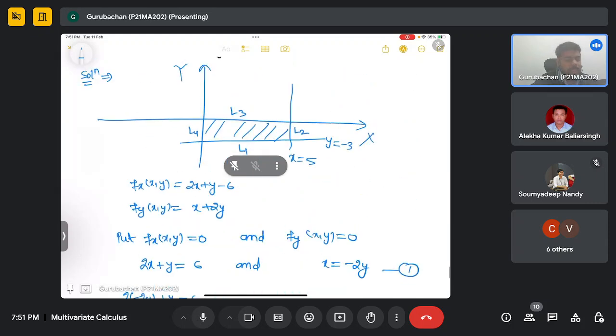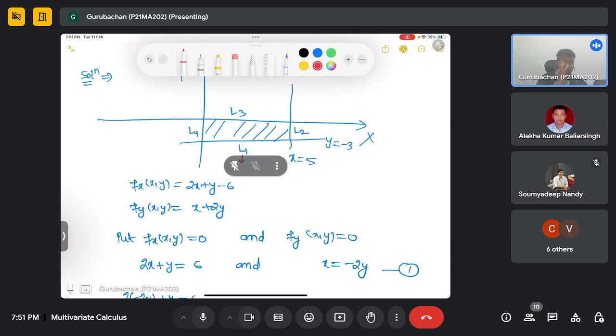So there are four boundaries L1, L2, L3, L4. If I would write explicitly the equation of each of them, what will be the equation of L1? Y equal to minus 3. Okay. And what is the equation of L2? X is equal to 5. Good. And what will be the equation of L4? X equal to 0. And L3, Y equal to 0.